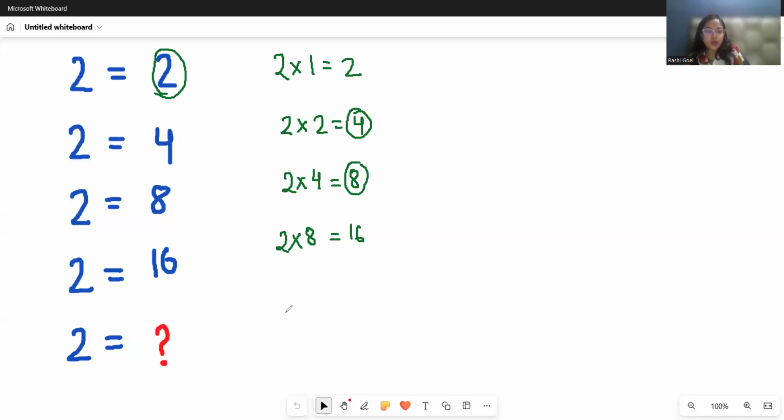So what is 2 = question mark? 2 multiplied by the answer of the above case, 16. So 2 times 16 is 32. So what replaces the question mark?